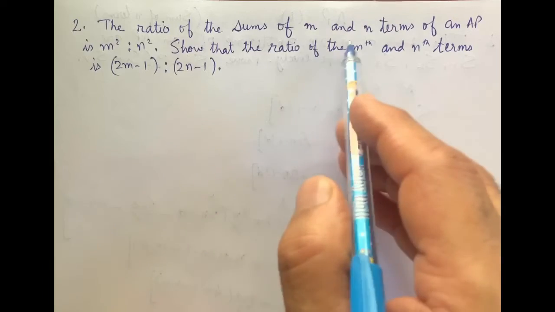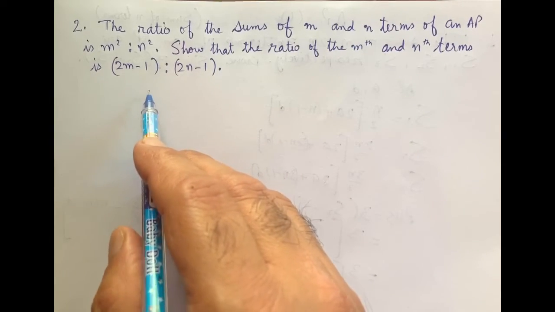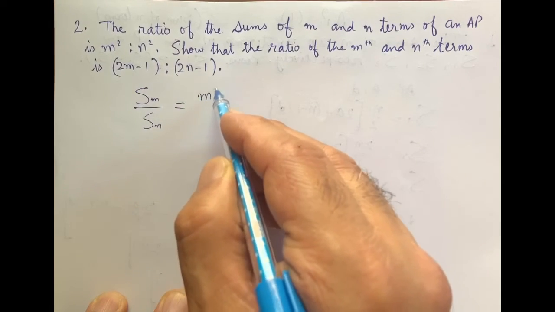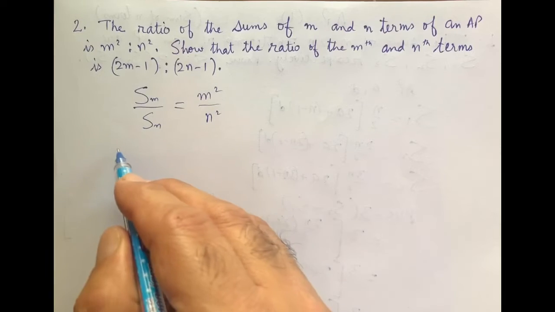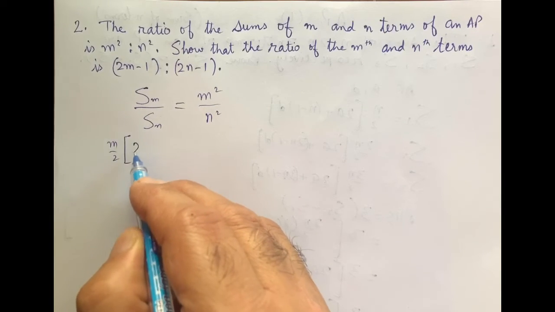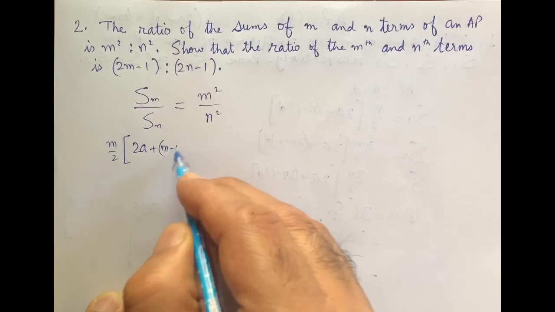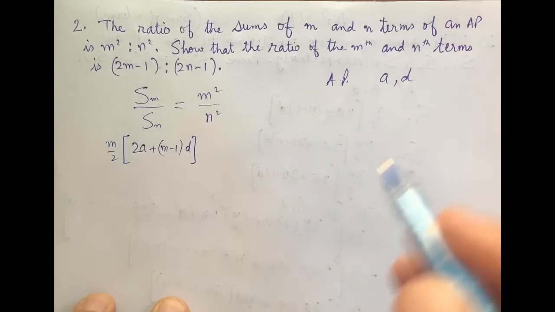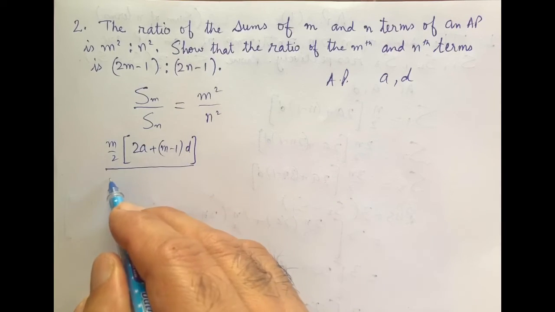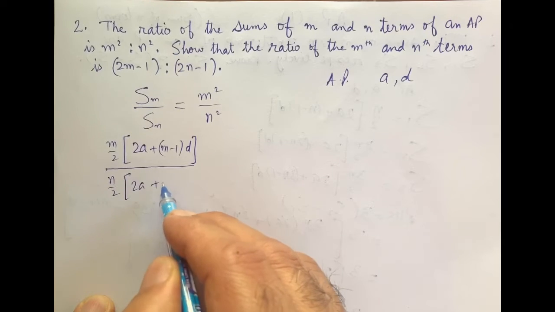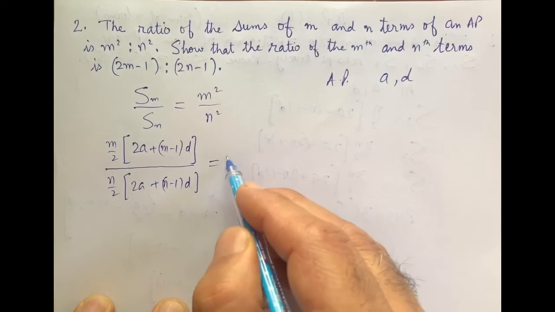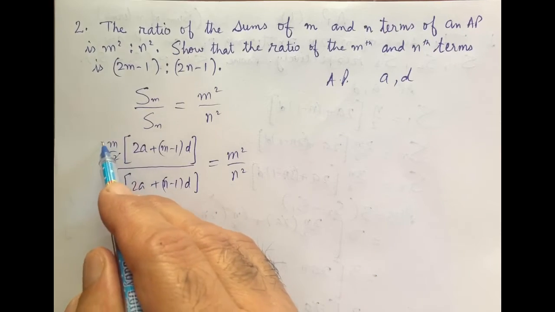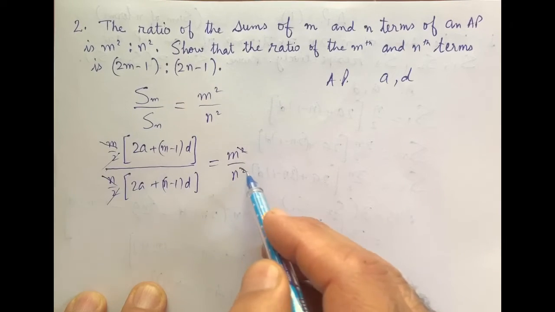Next one: ratio of sums of m and n terms of an AP is given. So sum of m terms to sum of n terms is m square upon n square. Sum of m terms means m by 2 into 2a plus (m minus 1) into d. We are assuming for the AP first term and common difference as a and d. And sum of n terms is n by 2, 2a plus (n minus 1) into d. This is given as m square upon n square. This 2 will cancel out, m cancels with m and n with m.